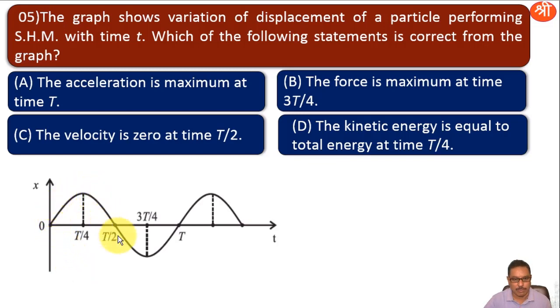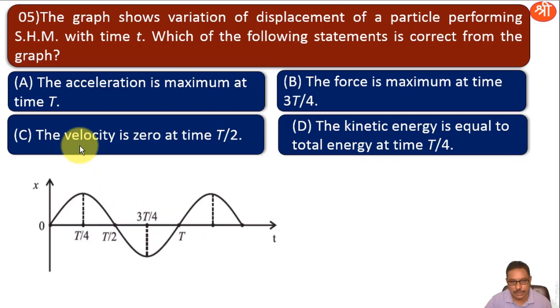This is the variation of displacement with time t. Here displacement is 0, means the particle is at mean position. At T by 4, 1/4 oscillation, displacement is maximum, that means the particle is at positive extreme position. At T by 2, half oscillation, displacement is 0, means the particle completes half oscillation and returns to the mean position. Here at 3T by 4, again displacement is maximum but negative maximum, 3/4 oscillation is completed and the particle goes to the left extreme position. This is T, and here displacement is 0, means one oscillation is completed and the particle has returned to the mean position. So this is one oscillation.